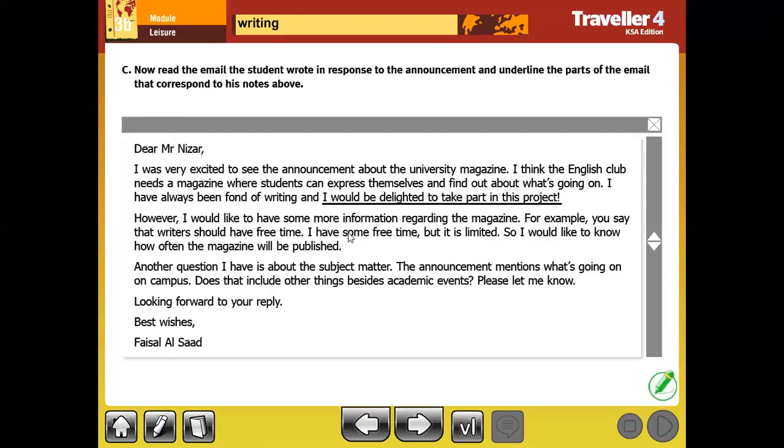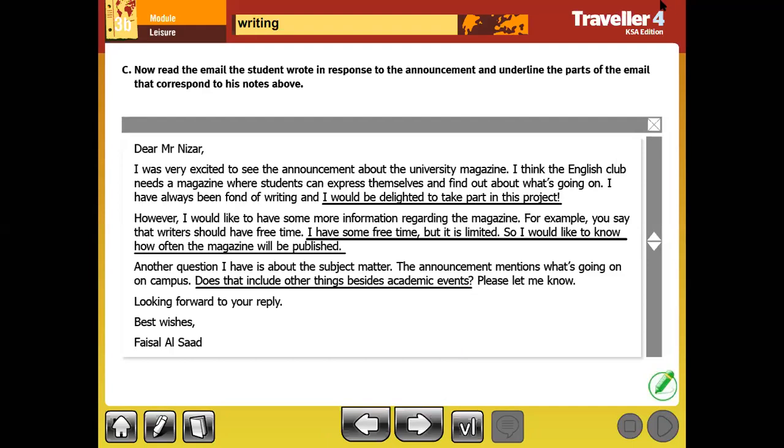When he talked about his free time, he said, I have some free time and I would like to know how many times the magazine will be published. Here he is asking how often this magazine will be published. He also asked about the topics, as here he asks, does that include other things besides academic events? So he covered all the notices.